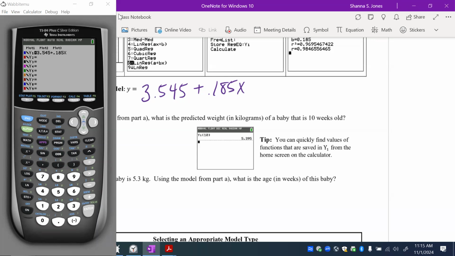The beauty about storing it is that you can just literally solve values from your calculator mode page. So if it asks, what is the predicted weight in kilograms of a baby that is 10 weeks old? Could I go look at my table? Yes, I could. But I also can just go to my calculator page and hit alpha trace 1 and type in y of 10, which is essentially the same as writing f of 10. It's going to tell me this is the baby's weight, using the equation in y1.